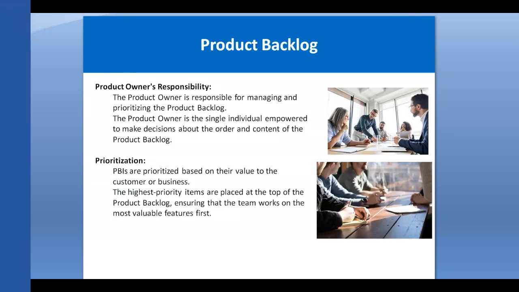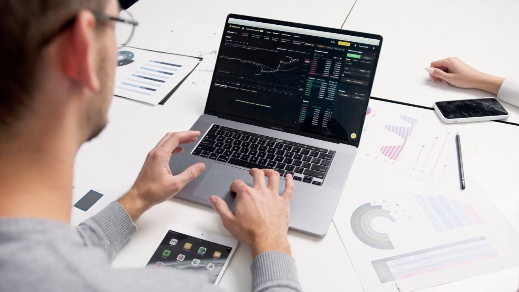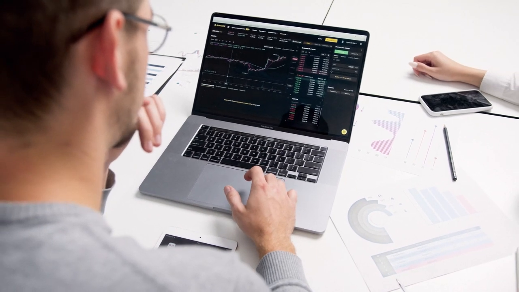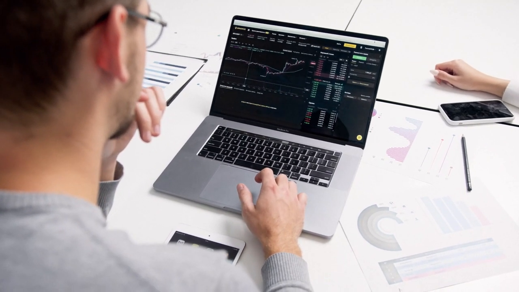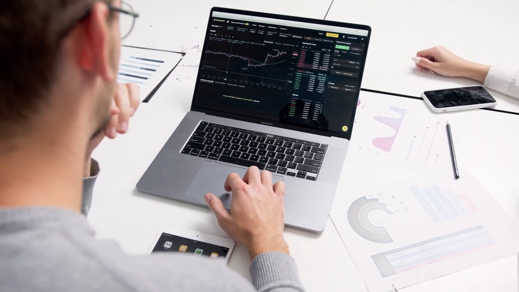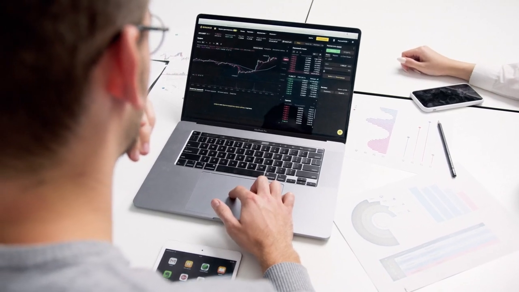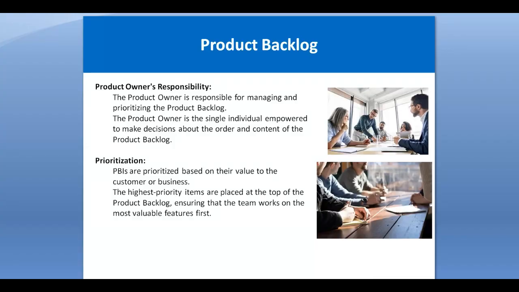Then, the product owner's responsibility. The product owner is responsible for managing and prioritizing the product backlog. Basically, the product owner is a person who has knowledge about the requirements and feature set which need to be developed, and the custodian, you can say the owner of the product, is the product owner. The product owner is a bridge between the customer stakeholders and the Scrum development team. He has complete knowledge about the product requirements, and is the single individual empowered to make decisions about the order and content of the product backlog.